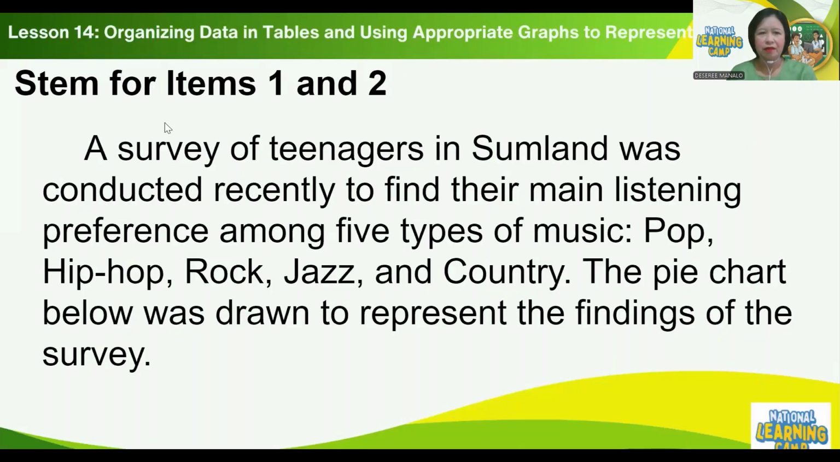Let us have now STEM for items 1 and 2. A survey of teenagers in Sumland was conducted recently to find their main listening preference among 5 types of music: pop, hip-hop, rock, jazz, and country. The pie chart below was drawn to represent the findings of the survey.